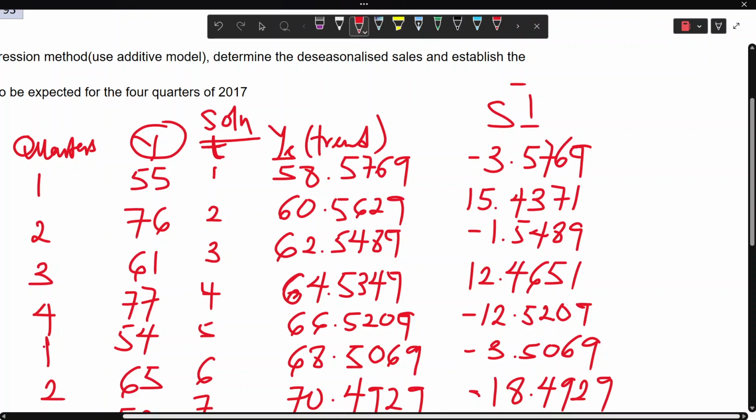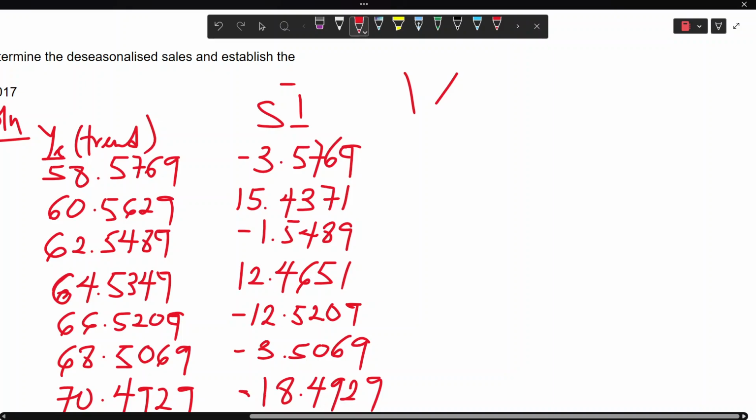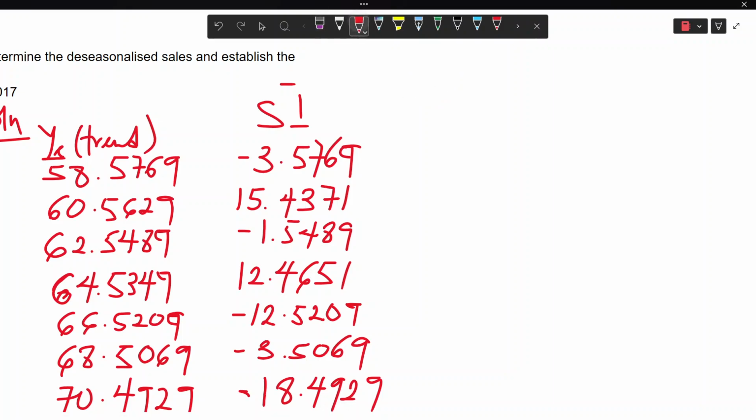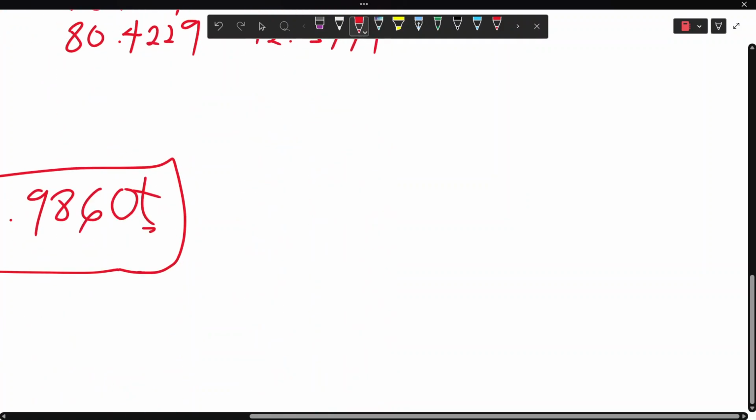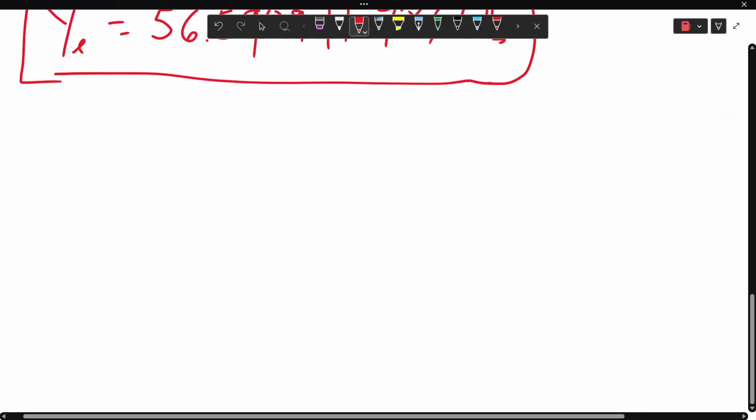So after finding the seasonal values, we have to find the average of this seasonal index. Then after finding the average, we also have to adjust it. So we have the ASI, the average seasonal index. Now let's create another table here.